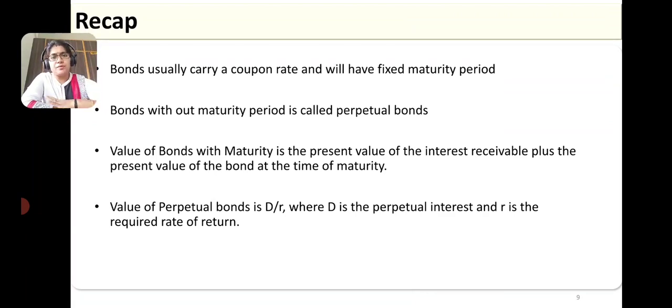Just a quick recap of what we discussed in the entire session. Bonds usually carry a coupon rate and also a fixed maturity period. It can be with a maturity period or without maturity. Bonds without a maturity period are called perpetual bonds. The value of a bond with maturity is the total present value of the interest receivable plus the present value of the bond at the time of maturity. If I sum up all the cash inflows I can receive from the bond and convert them to present value, that gives me the bond value with maturity. For a perpetual bond, the logic is very simple. The amount that you are going to receive divided by the expected rate, D divided by R, gives the value of the perpetual bond.